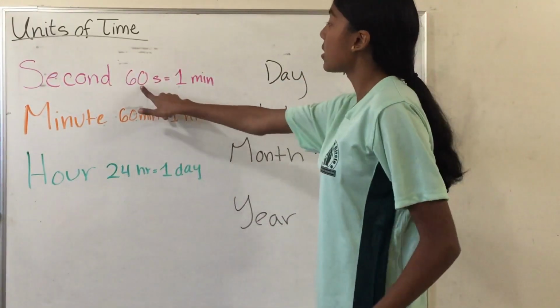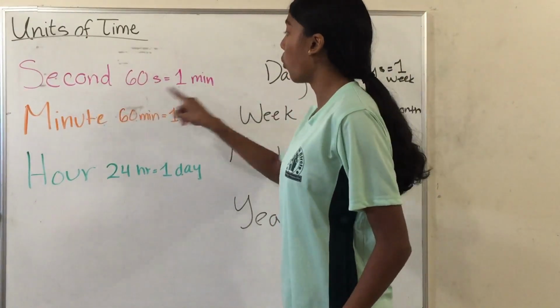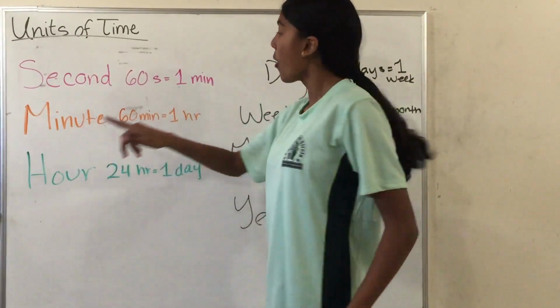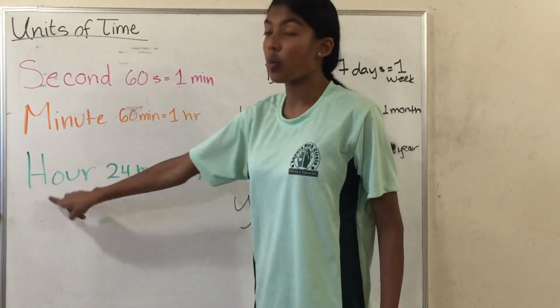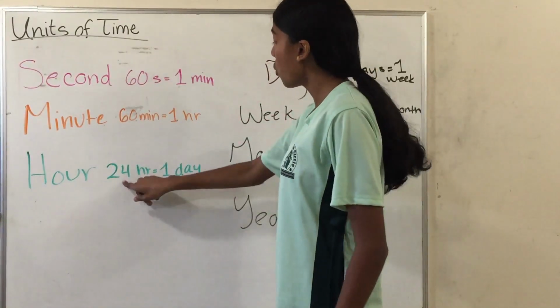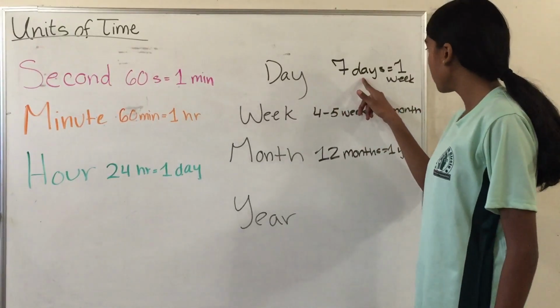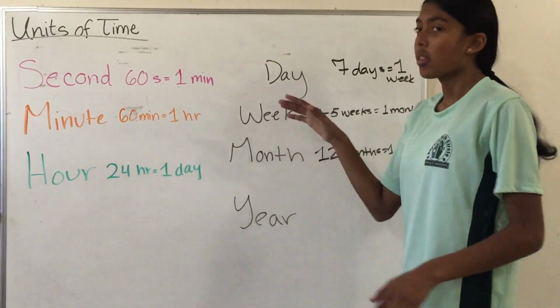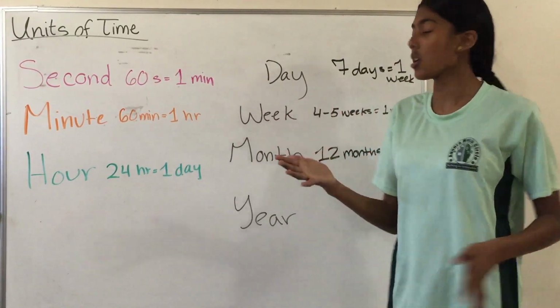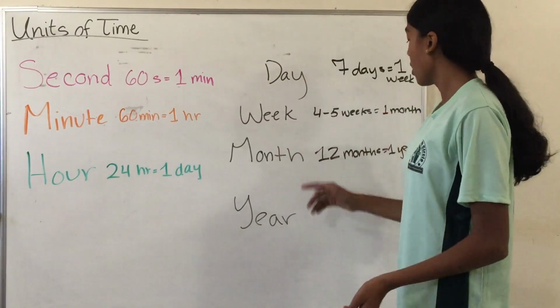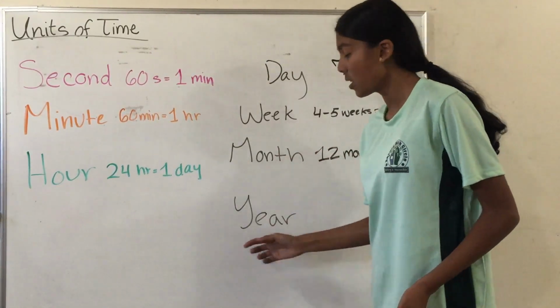For example, 60 seconds equals 1 minute. 60 minutes is equal to 1 hour. 24 hours is 1 day. 7 days is 1 week. There's about 4 to 5 weeks in 1 month, and there's 12 months in 1 year.